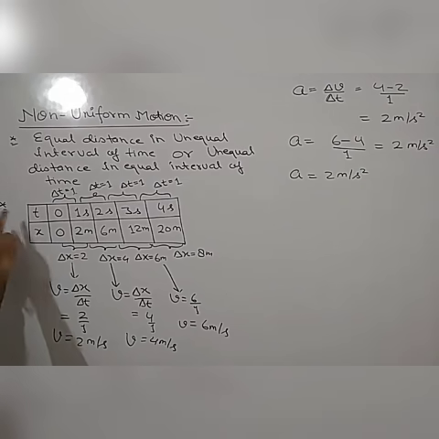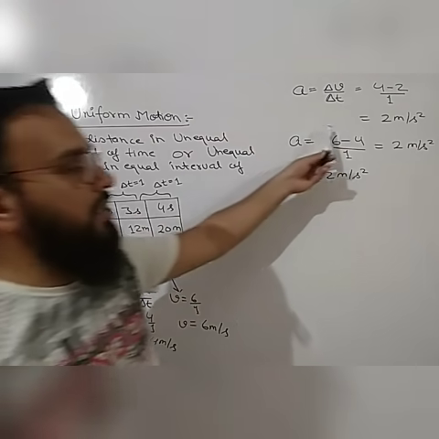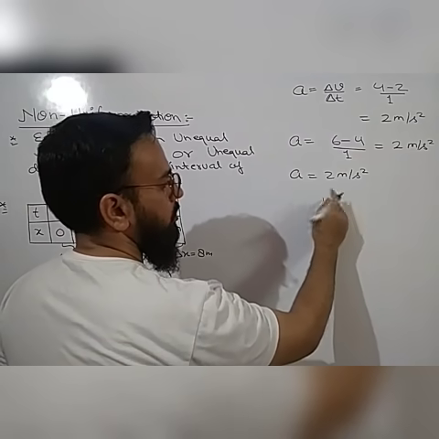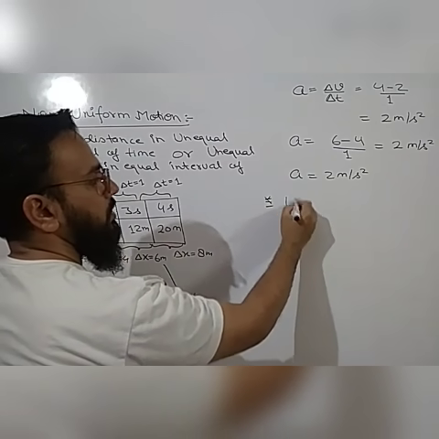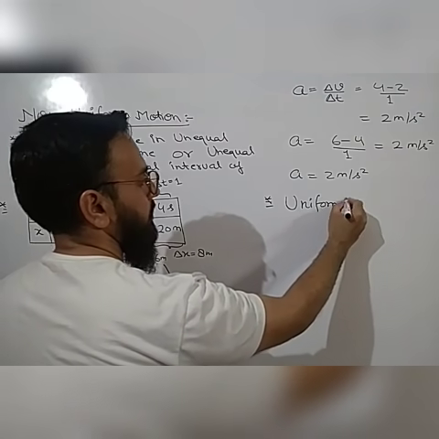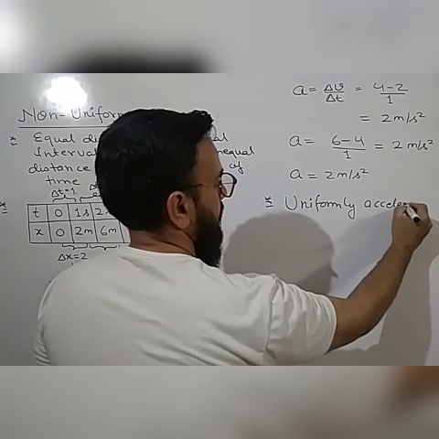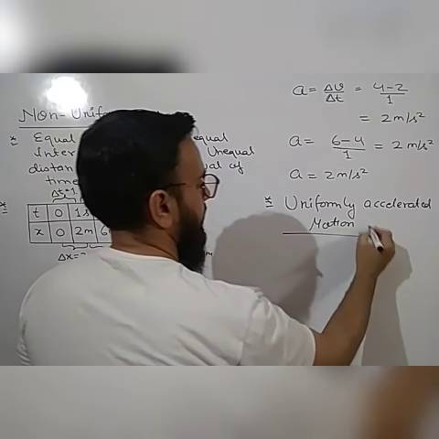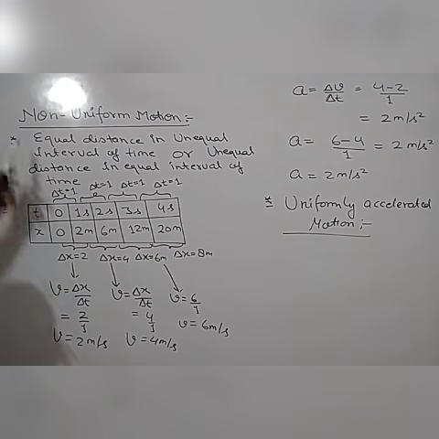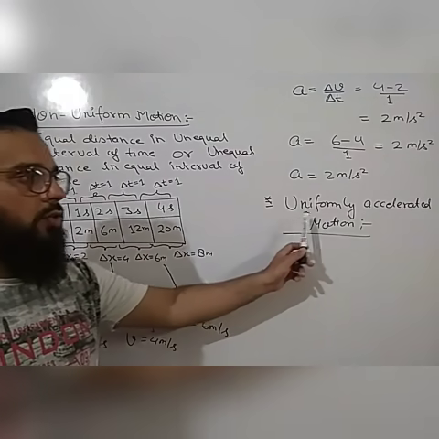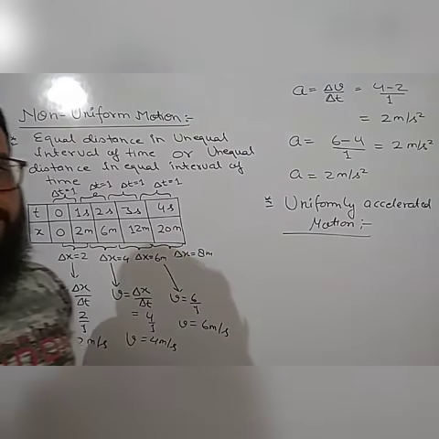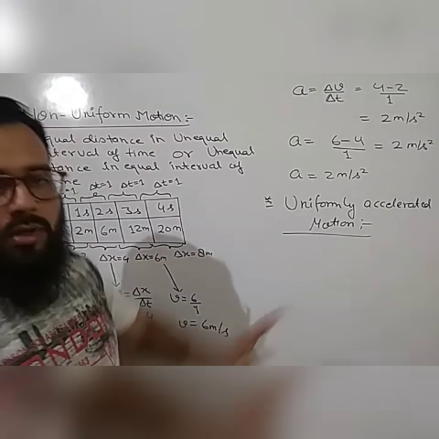Now if in this particular example the value of acceleration is coming out to be constant, so we have studied two more parts of non-uniform motion. First part was uniformly accelerated motion. So non-uniform motion is completed up to here. Now we are coming to uniformly accelerated motion. I have taken just one example, that is enough. Uniformly accelerated motion is a part of non-uniform motion.